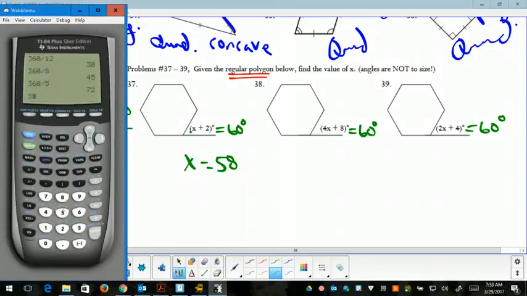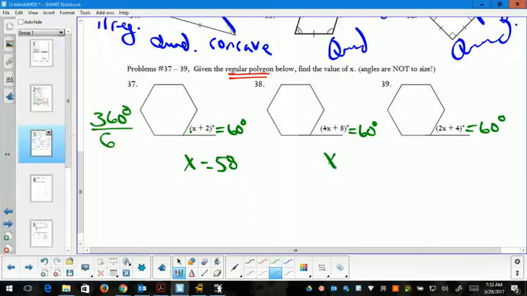Wait, so it's just asking you to find that one? Yes. No, they want you to find x. So in this case, always do 360 divided by the number of sides if it's a regular polygon and it's the exterior, or the number of angles. When I'm doing n minus 2 times 180, I'm multiplying, but I'm trying to find the sum of the inside.